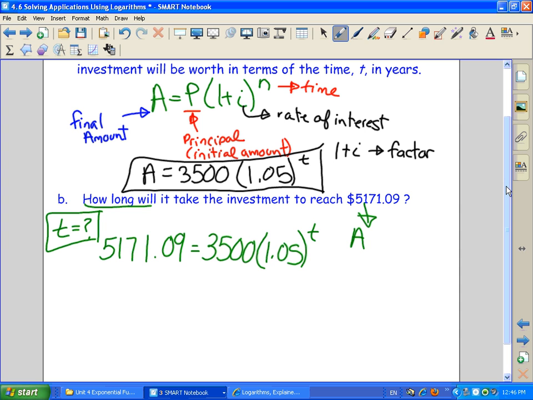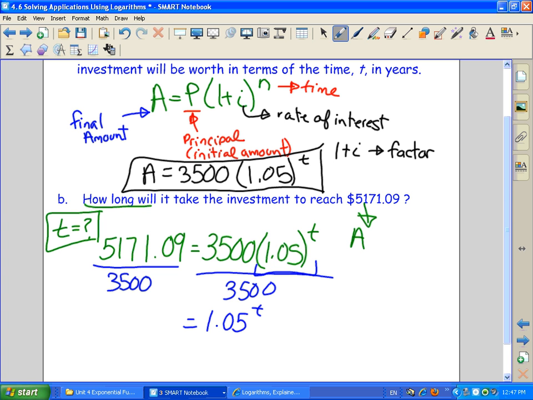So using logarithms, folks, we're going to get the exponential function, the base to the power of t, by itself. So we have to divide by 3,500. Whatever you do to the one side, you do the same to the other. Simplifying that, we're left on the right side with 1.05 to the t. Use your calculator and keep as many decimals as you can. So you should have 1.47754286. Sorry, I just ran out of room there.